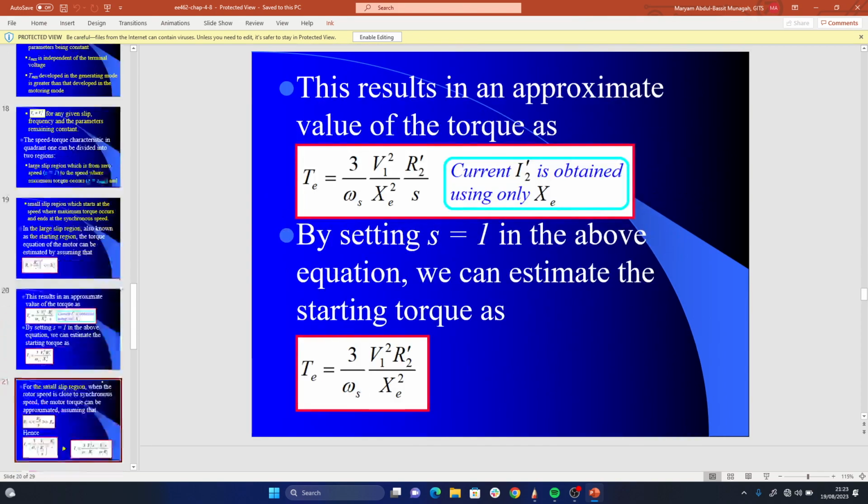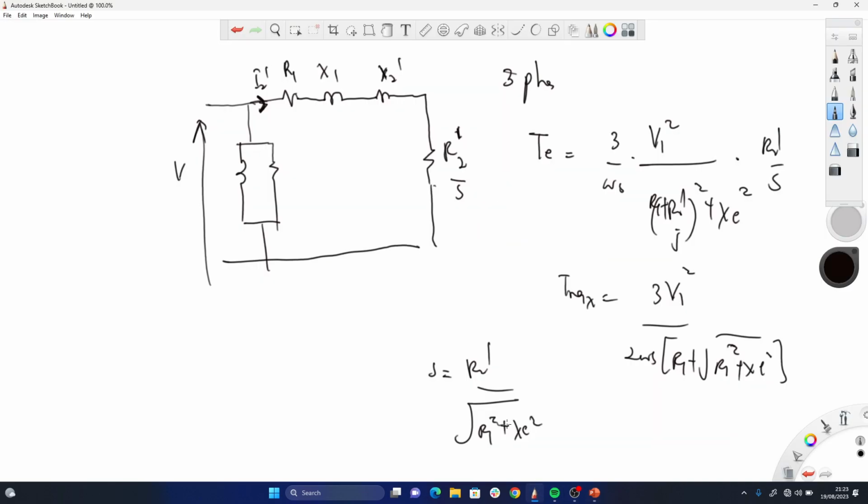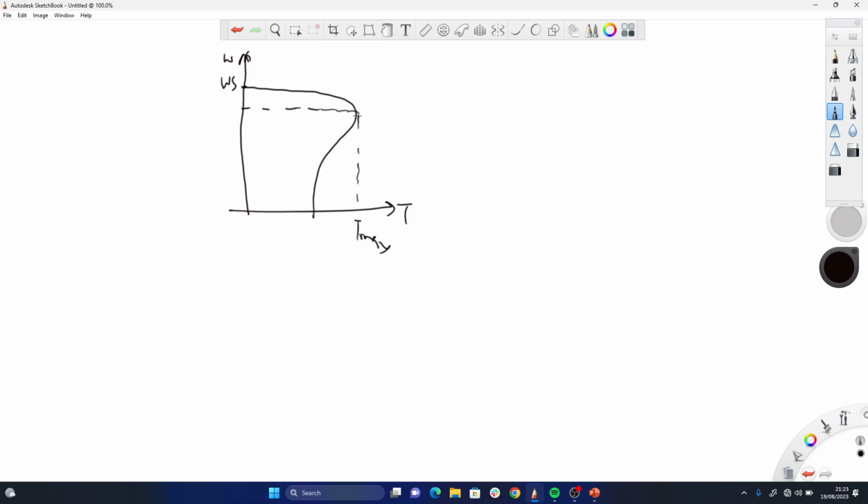Now, let's look at some approximations that we'll be working with. I have the induction motor characteristics looking like this, the speed against torque. This is my synchronous speed here, omega S. If this is my T max, the maximum torque, then from this region to this region it's called the large slip, and from here to here, it's called small slip.